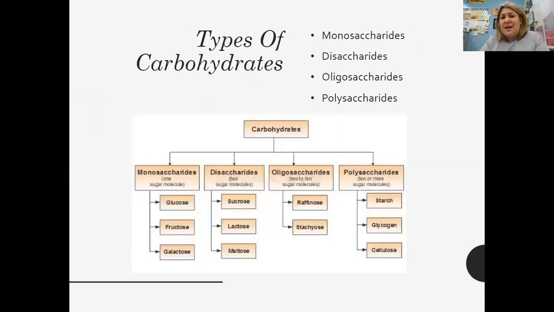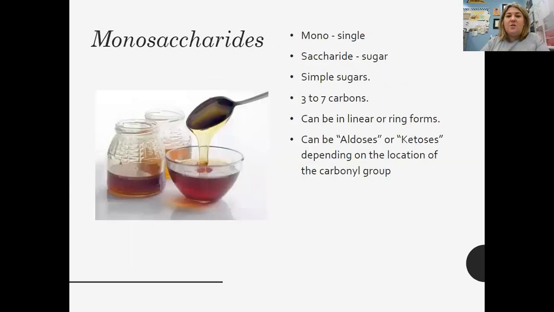So there's different kinds of carbs. It's all sugars, and it's how many sugars you put together. So you have monosaccharides, you have disaccharides, you have oligosaccharides, and then you have polysaccharides. We're going to take just a second and run through what these are.